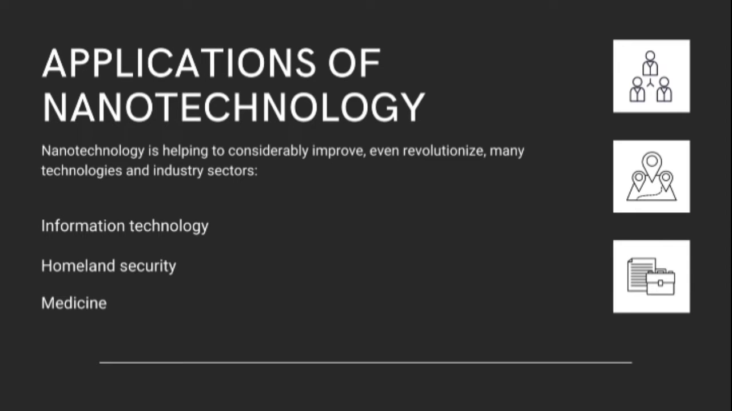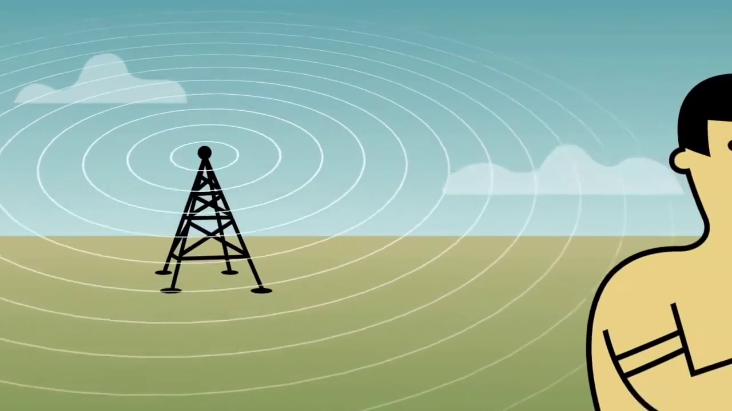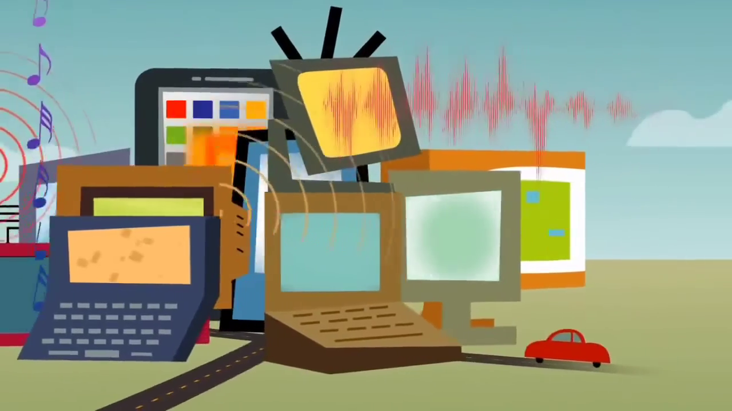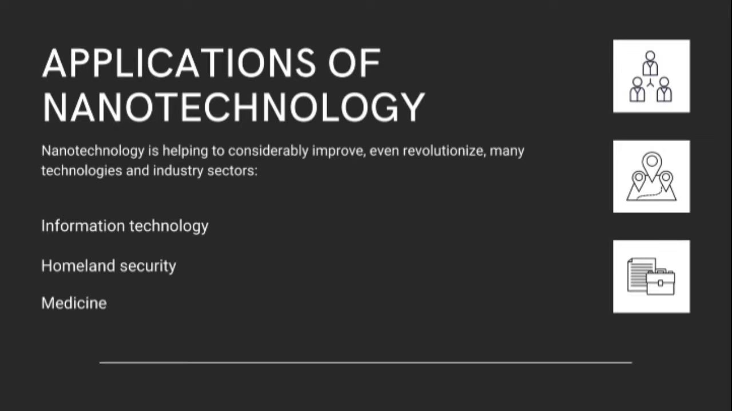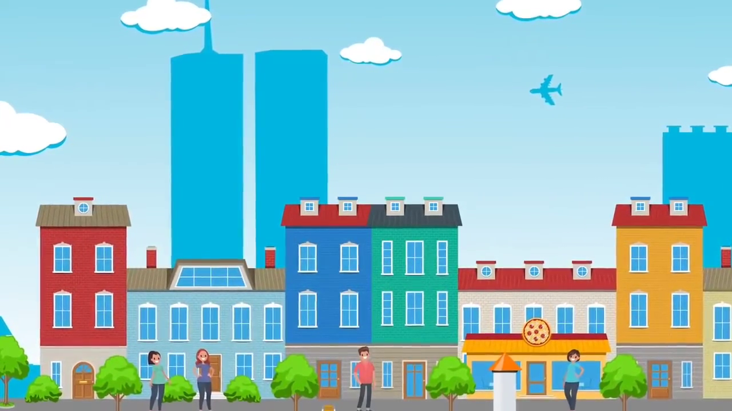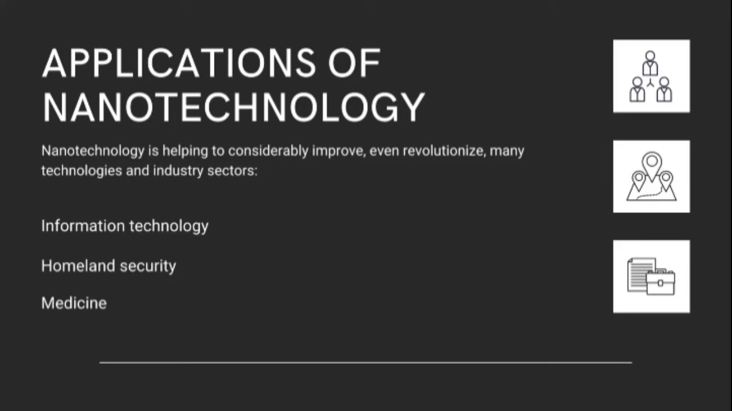Applications of nanotechnology. Nanotechnology is helping to considerably improve, even revolutionize, many technologies and industry sectors, such as information technology. Nanotechnology has greatly contributed to major advances in computing and electronics, leading to faster, smaller, and more portable systems that can manage and store larger and larger amounts of information. Homeland security. Nanomaterials could be used to create highly sensitive sensors capable of detecting hazardous materials in the air. For example, carbon-based nanotubes are relatively inexpensive and consume minimal power.